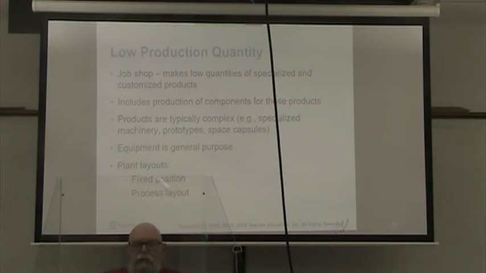The products could be complex, although they don't necessarily have to be. Like I said, your local small welding shop, I would also consider to be a job shop. Right, but that does go up to things like, for example, a tunnel building machine. Now that's a very low quantity production. Very few people want to buy a tunnel building machine.